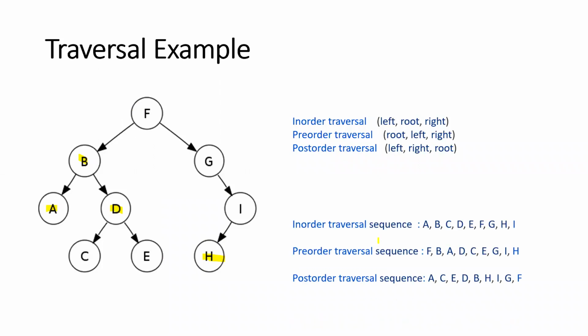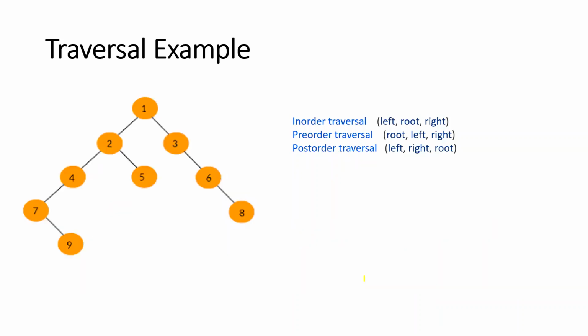So you can check the last line, the order, this one: A, C, E, D, B, H, I, G, F. Are you getting it? So tell me. Yes, ma'am. Nikita P, this one, post order. Anyone? No, you can. Nikita, you can.